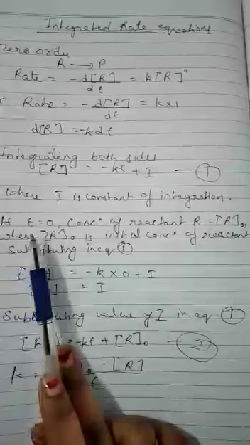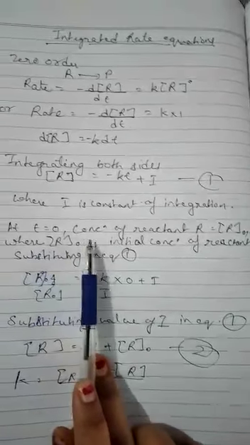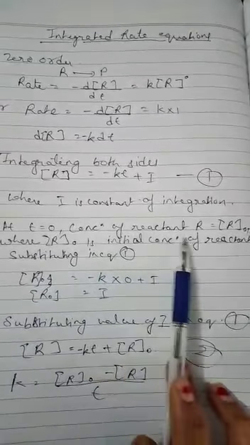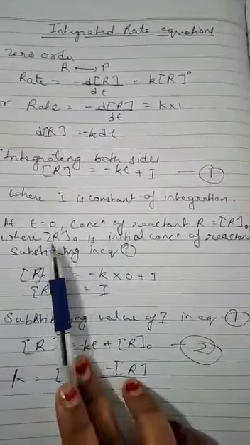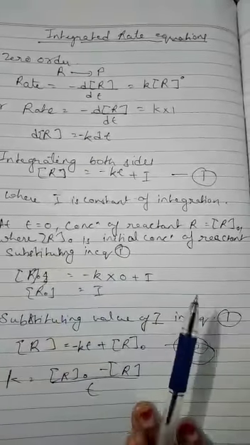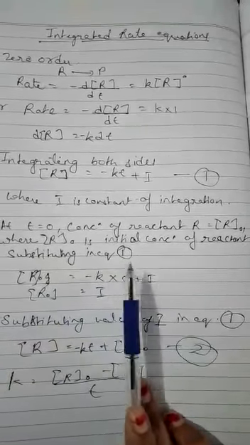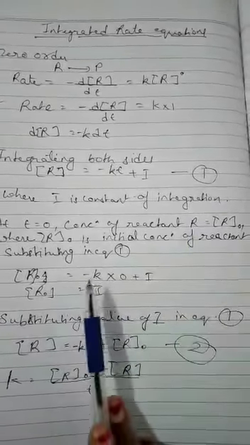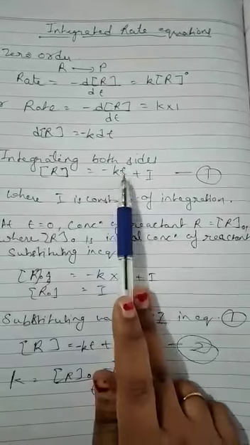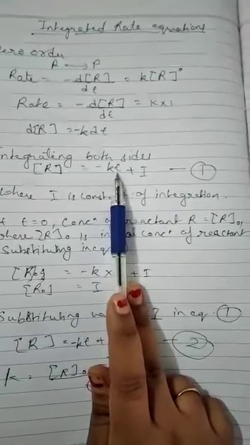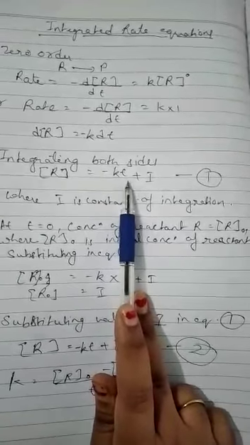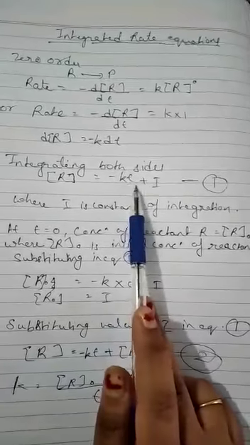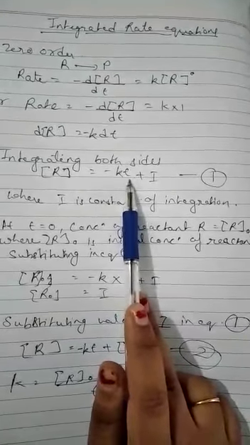Now at time t is equal to 0, let the initial concentration of the reactant be R naught, where R naught is your initial concentration of the reactant. Okay, so we will put this value in equation 1. We are taking the time as 0, that is initial time. So if the time is 0, we will put the 0 here.